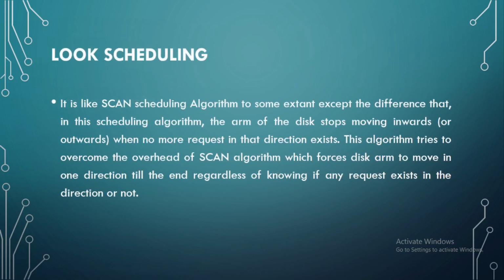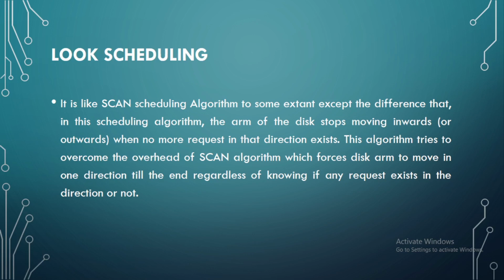The next algorithm, look scheduling. It is like the scan scheduling algorithm to some extent, except the difference that in this algorithm, the arm of the disk stops moving inwards or outwards when no more requests in that direction exist. This algorithm tries to overcome the overhead of the scan algorithm, which forces the disk arm to move in one direction till the end, regardless of whether any request exists in that direction or not.